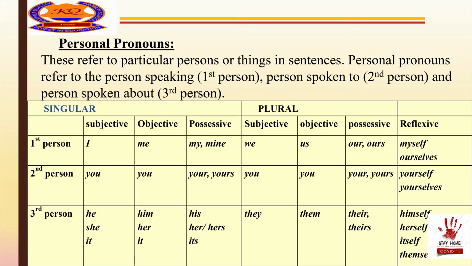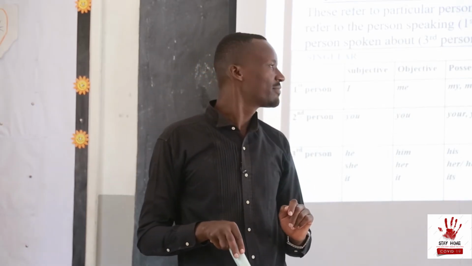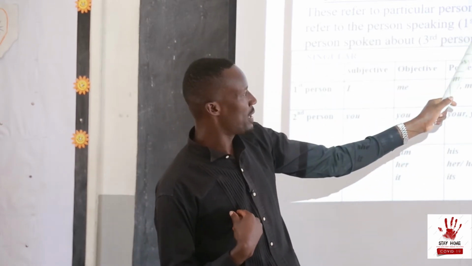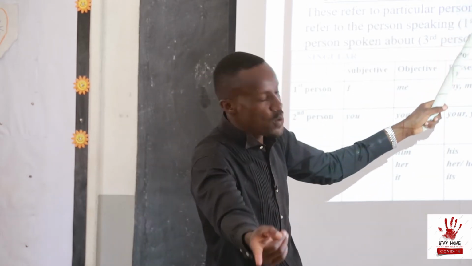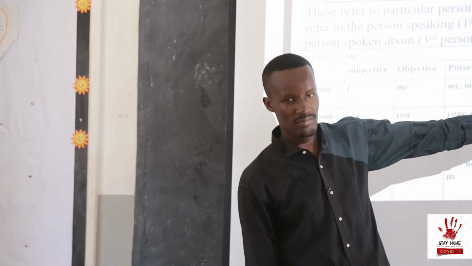Then we have the person spoken to. Now you, my class. I am speaking, I'm the first person, and I'm speaking to you. Now you become the second person. Okay? I am speaking, the first person, speaking to you. So you, my class, now you are the second person.